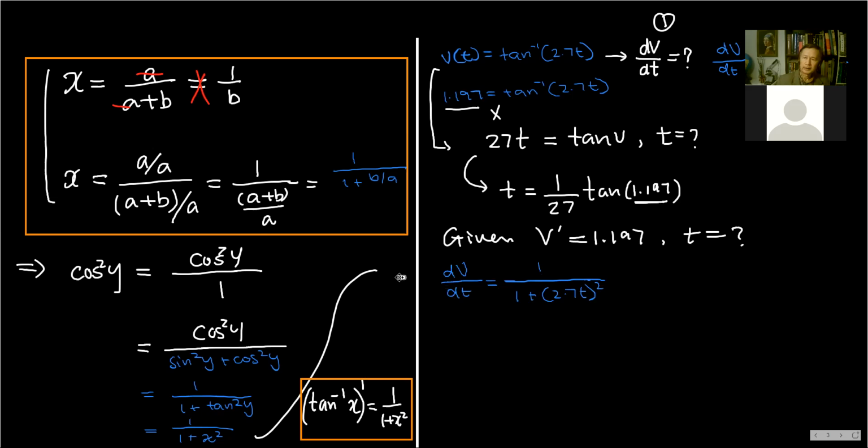Not quite. You have to use the chain rule. Can you see this is not x? This is 2.7x. Yeah, 2.7. So you have to use the chain rule here. Do you want me to show you how to use the chain rule? Oh, so times 2.7. Yes, that's right.